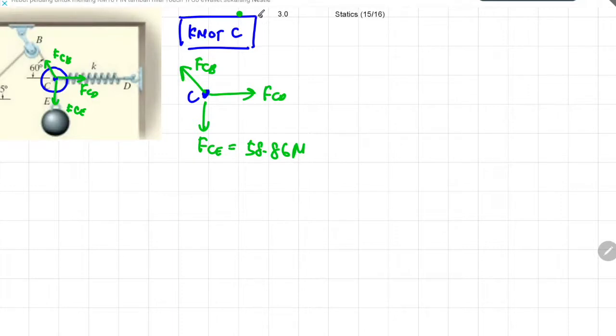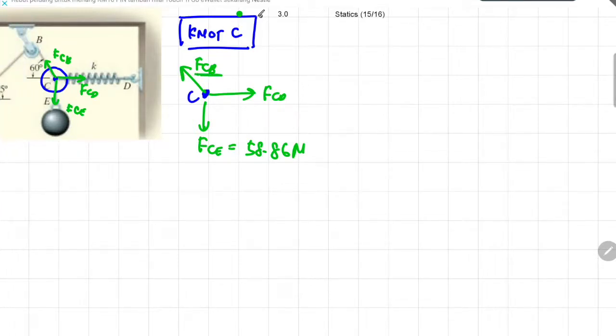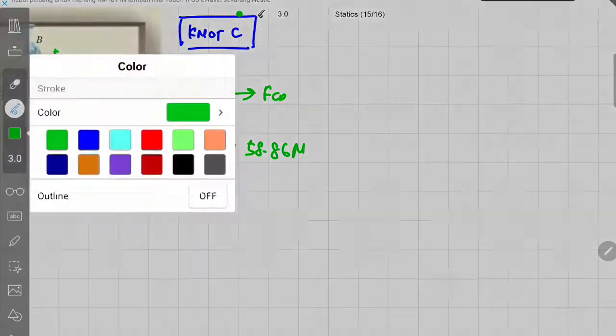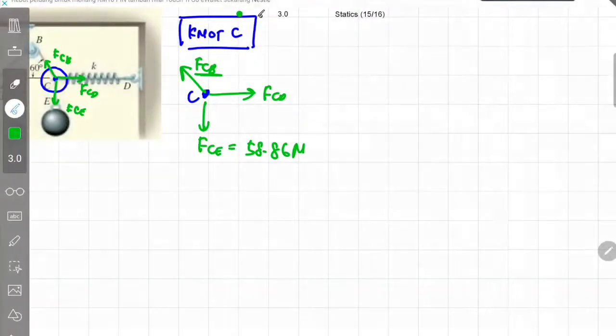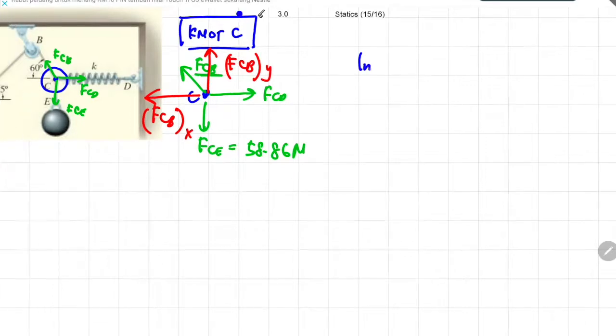Okay, now look carefully. FCE is in the y-axis, no problem. FCD is also okay, it's in the x-axis, no problem. FCB is slanted like that. So how are you going to solve for this kind of problem? You need to resolve this FCB into two directions, which is direction x and also direction y. So let us try and solve this one by one. Let us first solve this in the x direction.